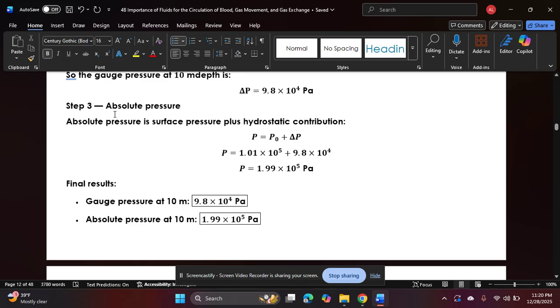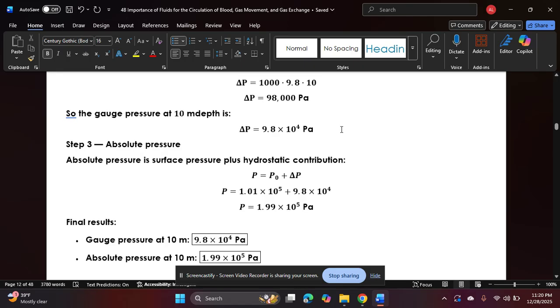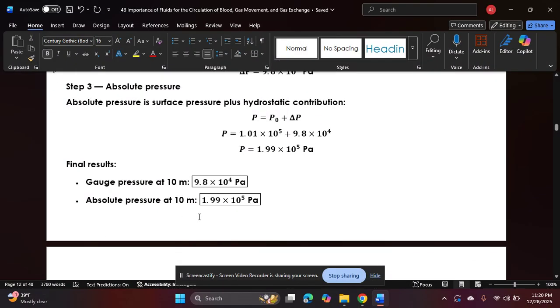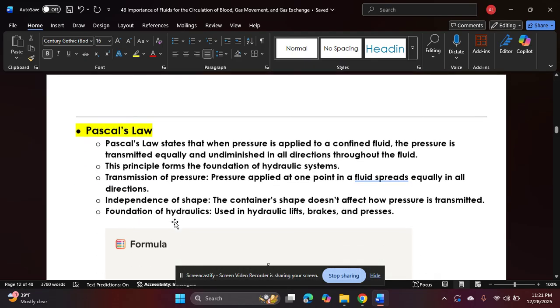Absolute pressure is the surface pressure plus the hydrostatic contribution. So that is absolute, the total pressure, right? So P equals P0 plus delta P. We just found this delta P, and that's what is applied here. So P equals 1.99 into 10 raised to 5 pascals, right? So the gauge pressure at 10 meter is 9.8 into 10 raised to 4 pascals, and the absolute pressure at 10 meter equals 1.99 into 10 raised to 5 pascals.